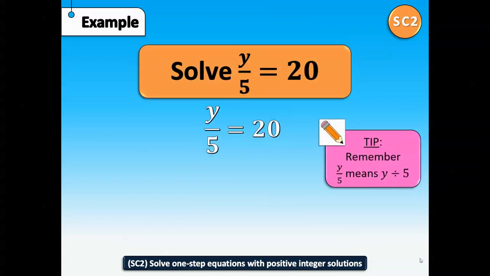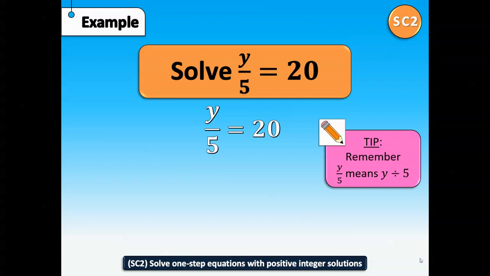This time, we want to solve y over 5 equals 20. Now, y over 5 means y divided by 5. So what number, when you divide it by 5, gives us 20? Now, a lot of people get this wrong because they say that the answer is 4. But it's not 4, because 4 divided by 5 doesn't equal 20.